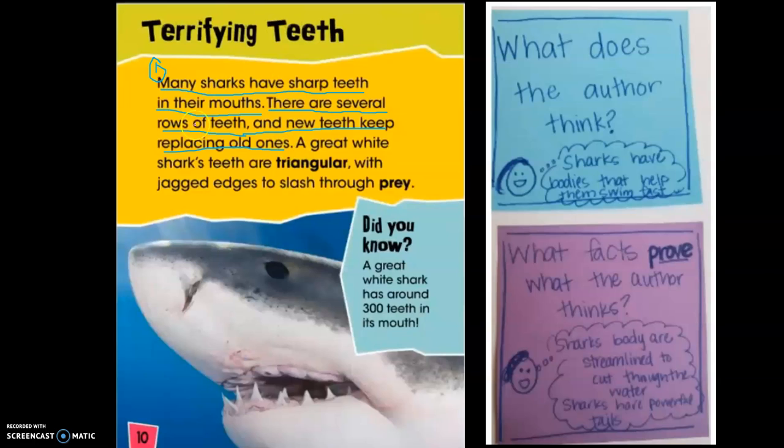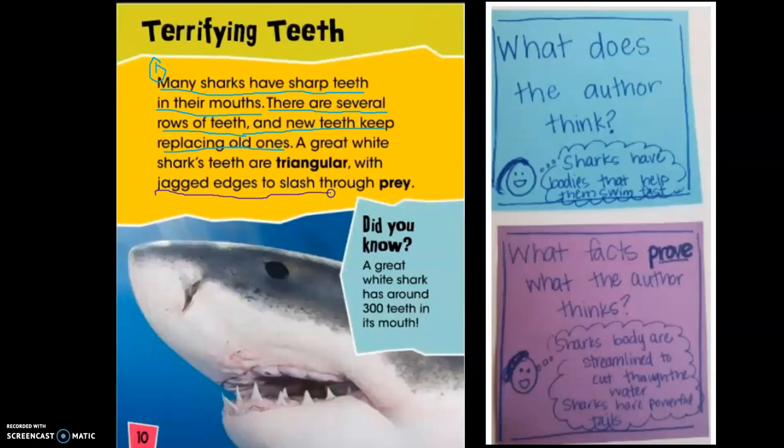All right. It wouldn't be found in the blue that I underlined. It would be found in something that I haven't underlined yet. So let's read what I haven't underlined yet. A great white shark's teeth are triangular with jagged edges to slash through prey. Does that talk about how sharp their teeth are? Yes. If you caught the end of the sentence, jagged edges is a sharp edge. It's really sharp.